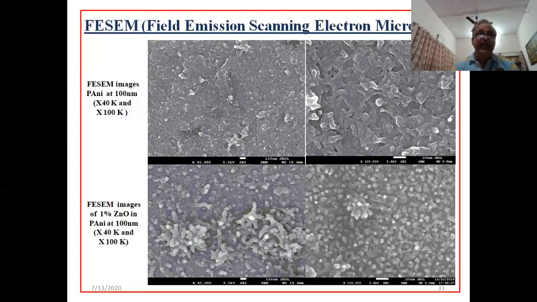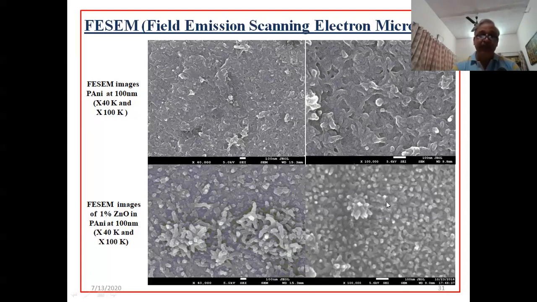Here we see in the FESEM that the pure polyaniline thin film has a fibrous structure interconnected with each other on the surface. This is 40K and this is 100K magnification. When we dope 1% ZnO in polyaniline, with the introduction of ZnO, a rod-like structure grows on a granular surface with an occasional flower-like structure visible.